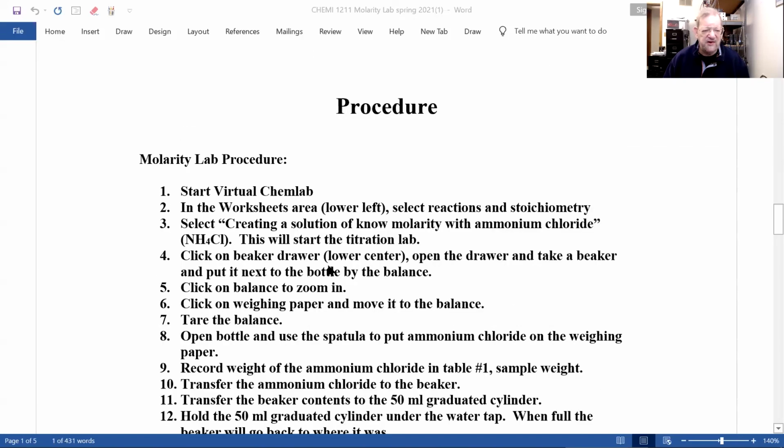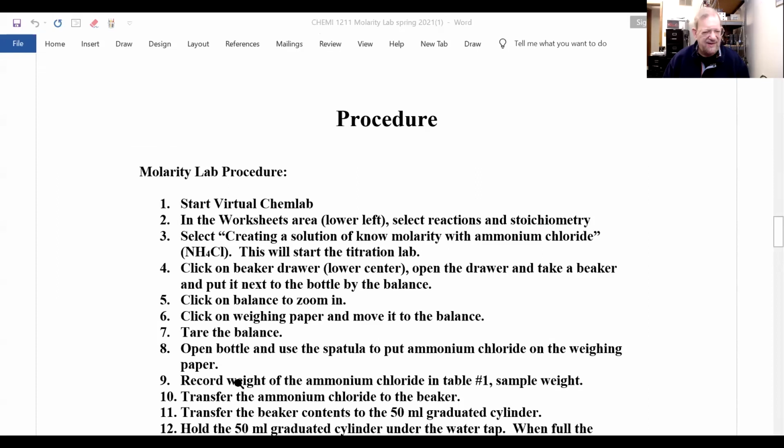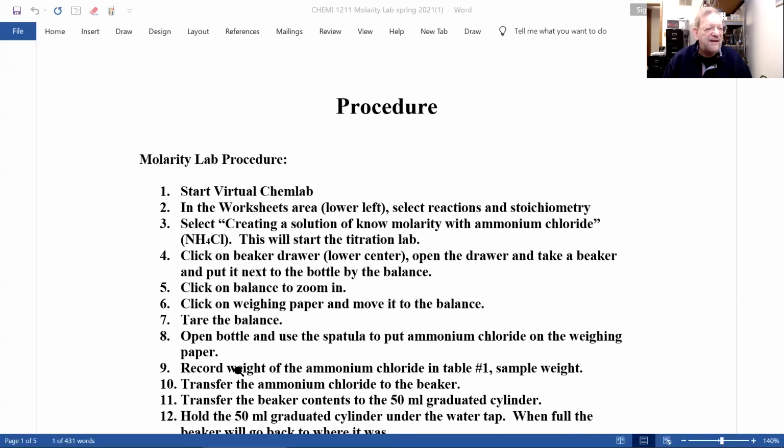Now, here's the procedure, and hang in there. I'm going to log into Beyond Labz.